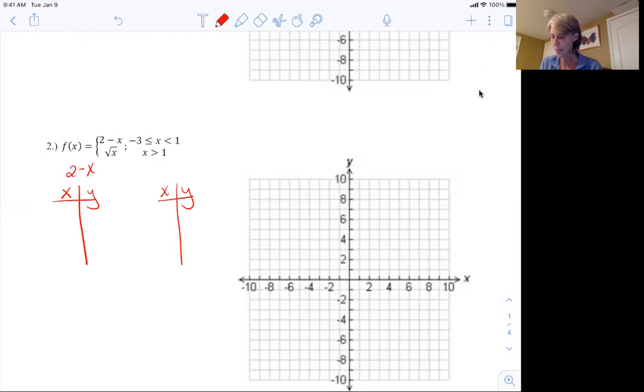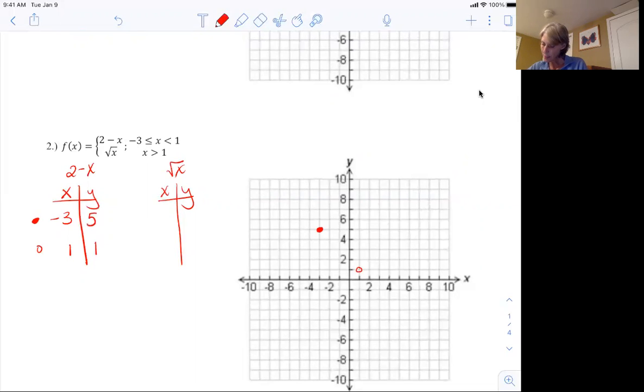2 minus x, square root of x. Negative 3 and 1. To help remind yourself, you could do a little circle here. Negative 3 is going to go on as closed, and the 1 will go on as open. That helps with the graphing. Negative 3, 2 minus negative 3 is 5. 2 minus 1 is 1. (Negative 3, 5), that was a closed circle again. And (1, 1), and that was our open circle.